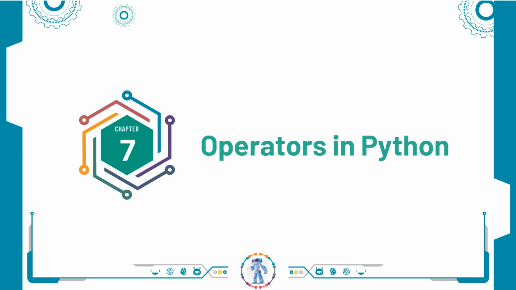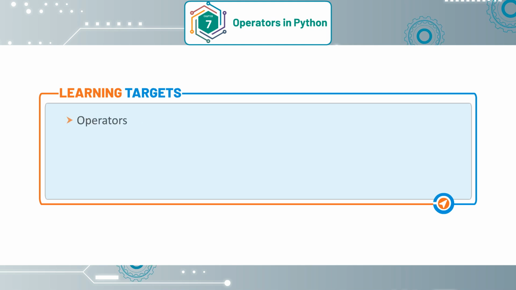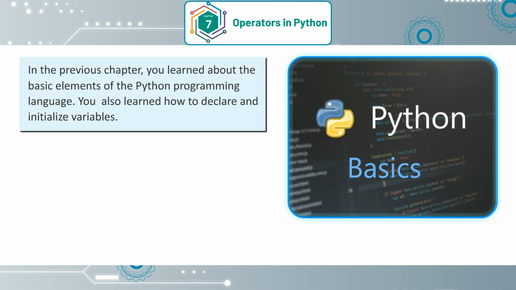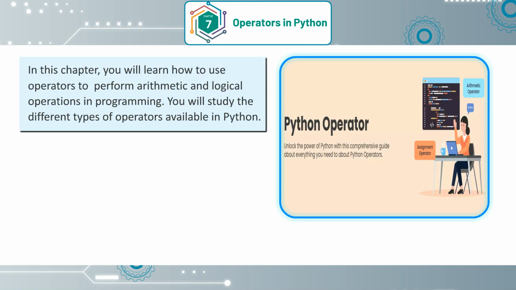Chapter 7. Operators in Python. Learning targets: operators, types of operators, operator precedence. In the previous chapter, you learned about the basic elements of the Python programming language. You also learned how to declare and initialize variables. In this chapter, you will learn how to use operators to perform arithmetic and logical operations in programming. You will study the different types of operators available in Python.